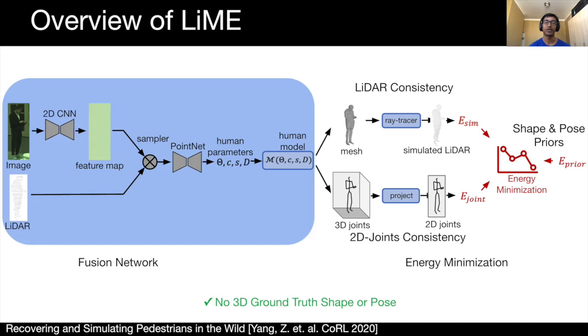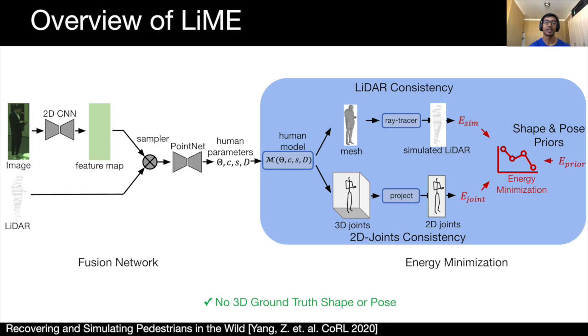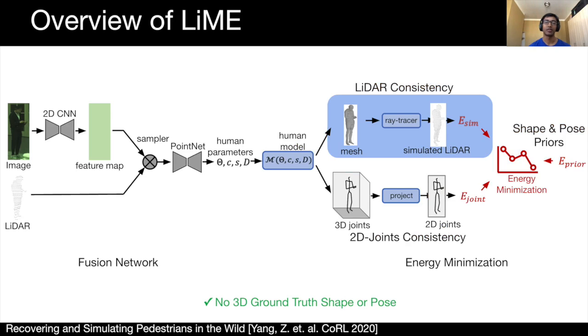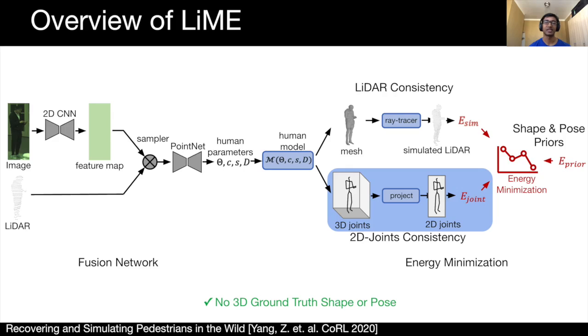We first use a fusion network that fuses LiDAR and image data together to predict the initial estimate, which we then refine through energy minimization. Our energy formulation exploits a raycaster that encourages the reconstructed mesh to agree with LiDAR, reprojection consistency with 2D image joints, and human shape and pose priors. Importantly, we do not require ground truth pose or 3D shape, as the fusion network is self-supervised through the energy formulation.